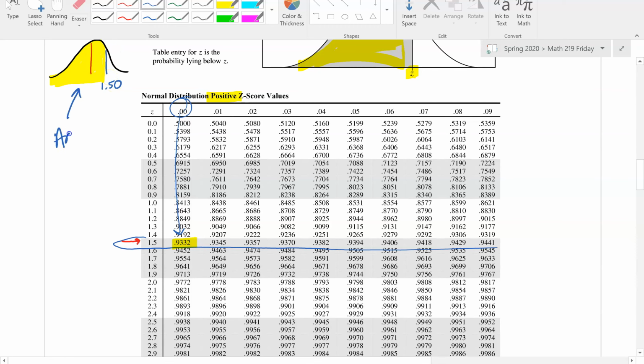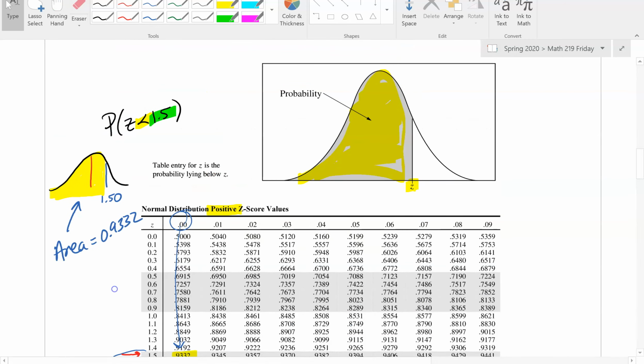So this area is 0.9332. That area is the same thing as probability. Area under the curve is probability. So that answer right there would be 0.9332. All right.